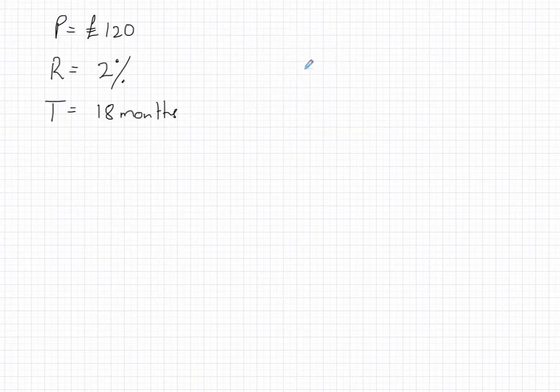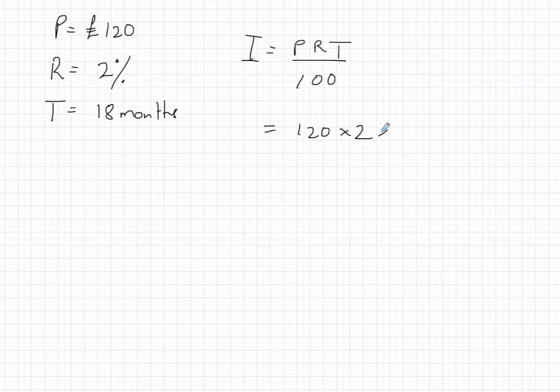Okay, so we've got £120 in the bank. The rate of interest is 2% and it's 18 months. So always write down the formula. I equals PRT over 100. The principal is 120. The rate of interest is 2 and the time is 18 months. But the formula requires that to be in years. So we could write 18 and then we're going to put a 12 underneath. That will turn that into years, and of course the formula's got 100.